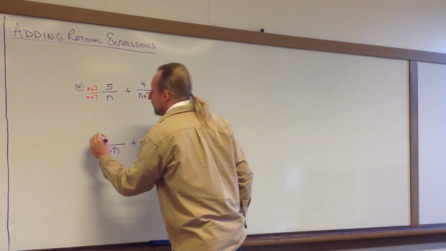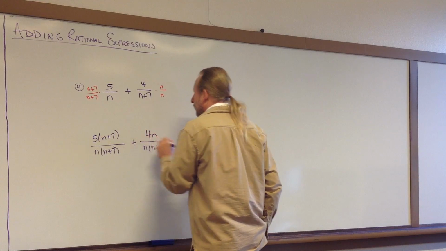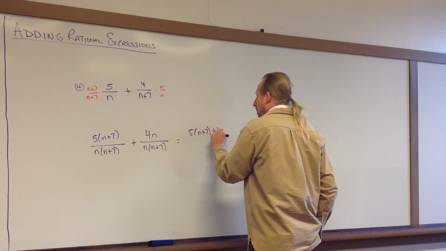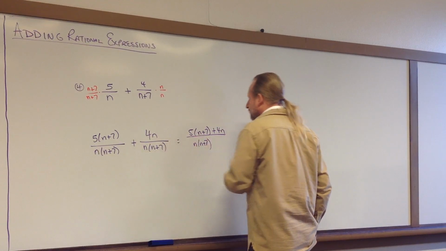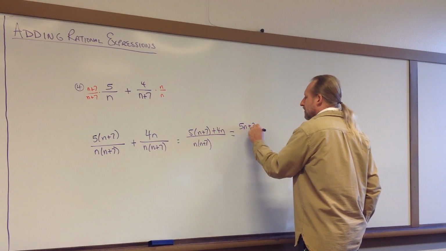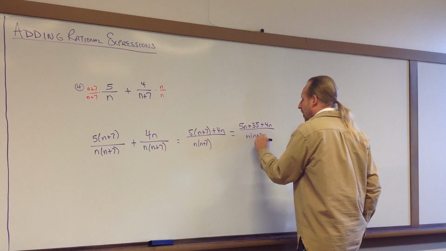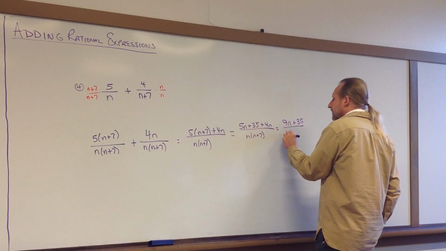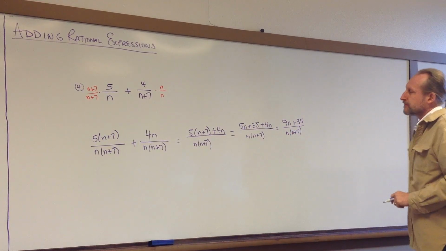So here we'll have 5 times n plus 7 plus 4 times n. And then just like we did in the last problem, we want to distribute: 5n plus 35 plus 4n. And then combine our like terms: 9n plus 35 over n times n plus 7.